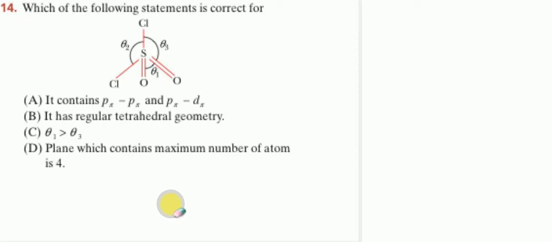In this video, we will discuss a question. The question is: which of the following statements is correct? First option statement: SO2Cl2. It contains p-pi and d-pi bonding. It has a regular tetrahedron geometry. Theta 1 is greater than theta 3. The plane which contains the maximum number of atoms is 4.